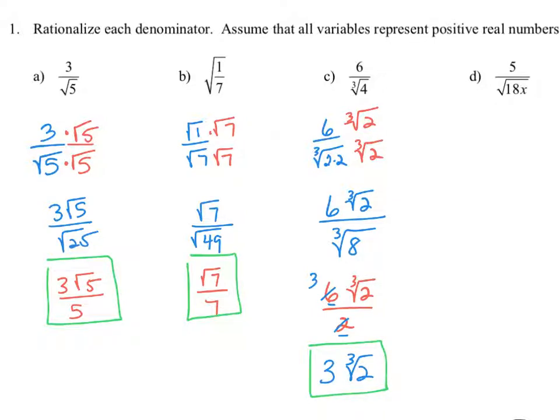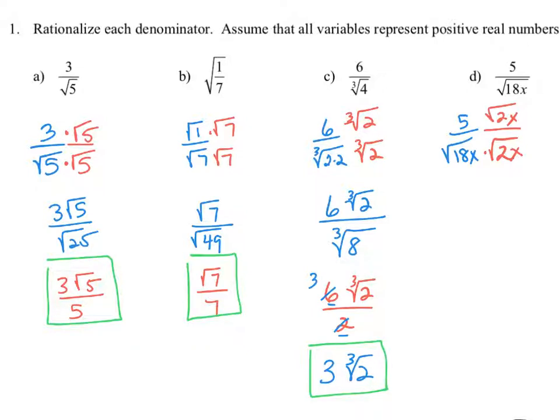In example D, we have 5 divided by the square root of 18x. So what we need to do is multiply the numerator and the denominator by something that would rationalize the denominator, so what's under the radical is a perfect square. We can do that by multiplying 18 by something that makes it a perfect square. If we multiply 18 times 2, we get 36, and that's a perfect square. And then we also want to multiply by x, because x times x is a perfect square as well. So we're multiplying both the numerator and the denominator by the square root of 2x.